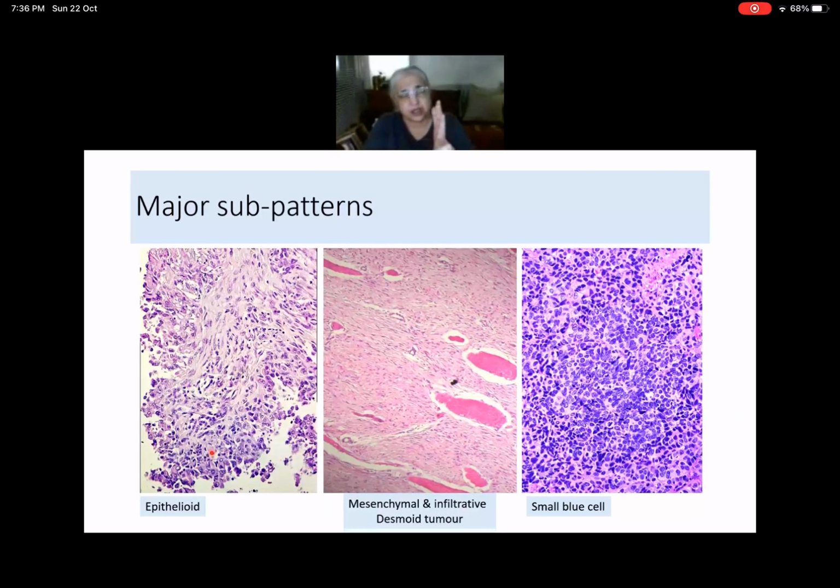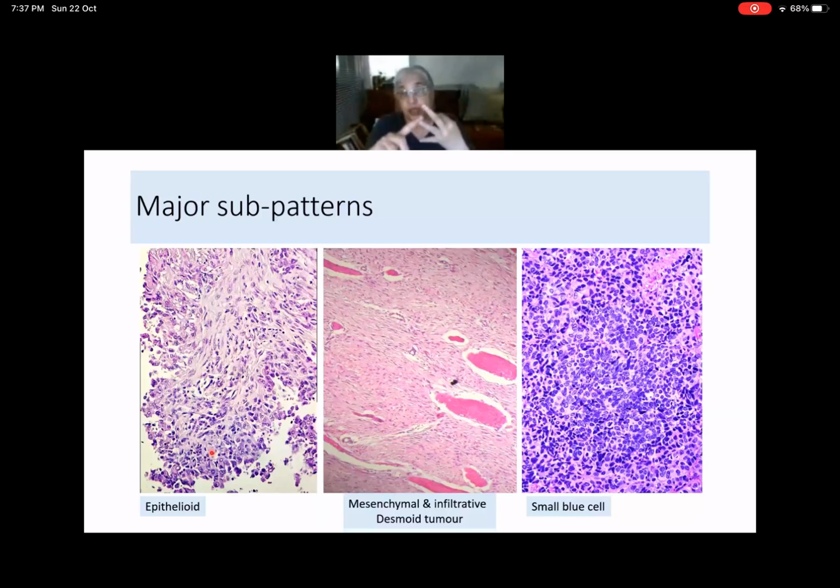Pratibha? Yes, ma'am. Is it a tumor? It's a tumor, right? So do you expect this to be any particular kind of tumor? Don't tell me what the actual diagnosis is. Do you think it's a carcinoma? Do you think it is a sarcoma? Do you think it is a lymphoma? This is an epithelioid pattern. So is it a carcinoma? Is it a sarcoma? Is it a lymphoma? Think carefully.